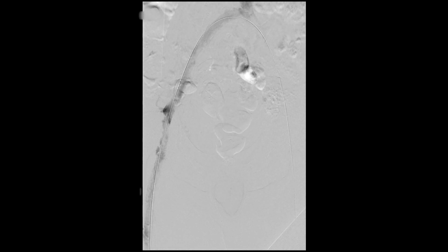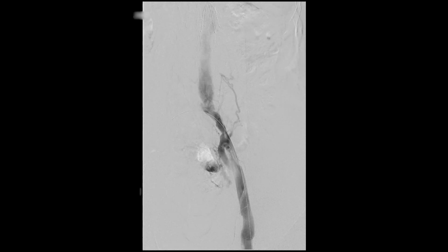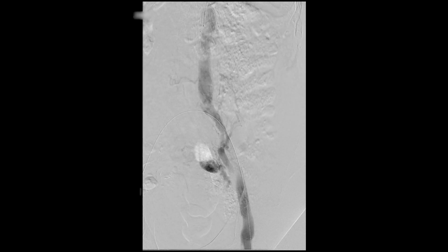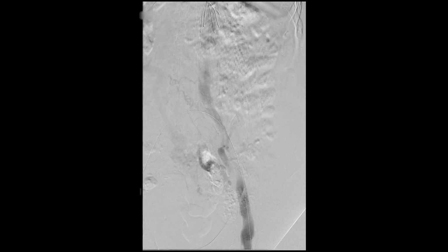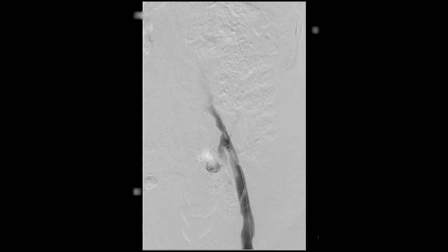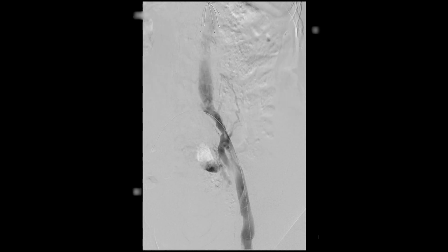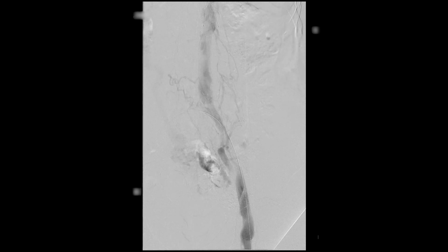We access our popliteal access on the right and inject contrast. Here you see contrast filling the iliac veins and the inferior vena cava. However, you do see that there are some collaterals existing on the right side that do not exist on the left. With these in mind, we do think that there is some residual chronic thrombus in the common iliac vein, which we intend then to angioplasty.